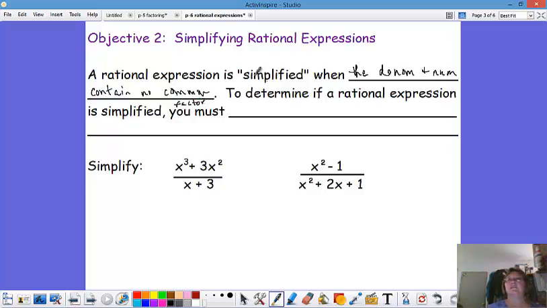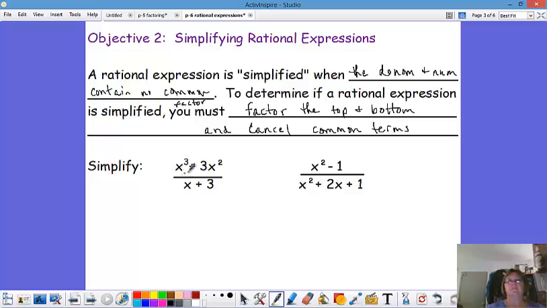If we're going to answer this then and decide if we are simplified, you have to factor the numerator and denominator, factor the top and bottom, and cancel if possible. So we'll cancel shared or common terms. Okay. Lots of times I just say factor and cancel. Let's take a look at this example first.